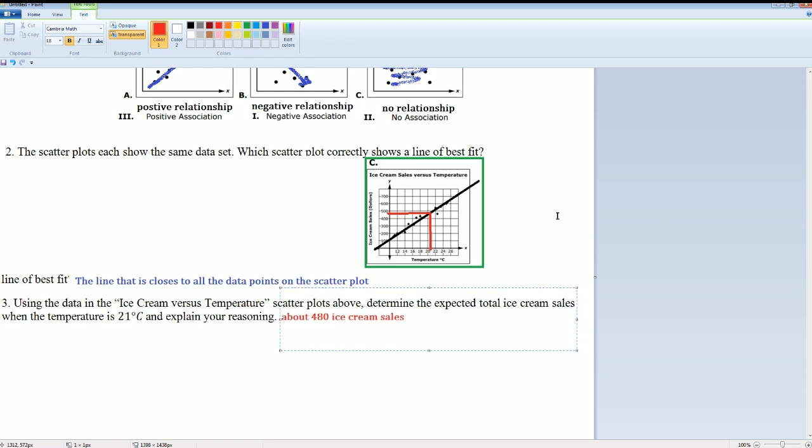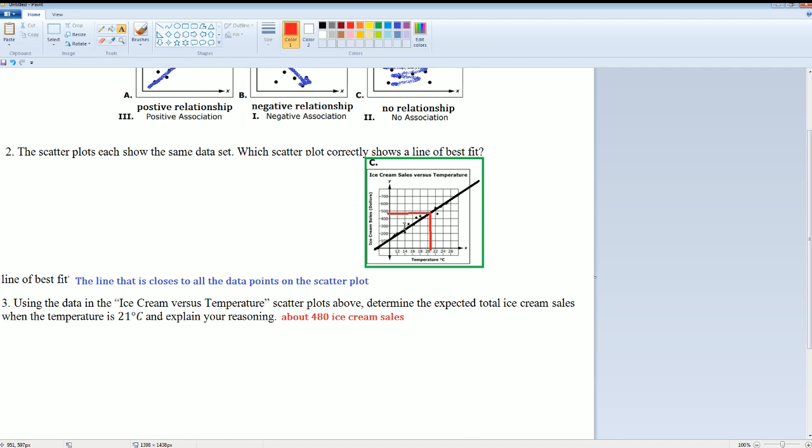Those are all your answers. Make sure you use C because that is the correct one. The other ones had bad lines of best fit.